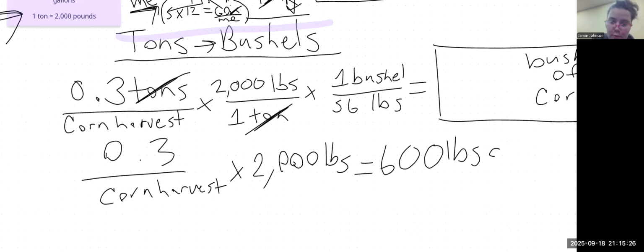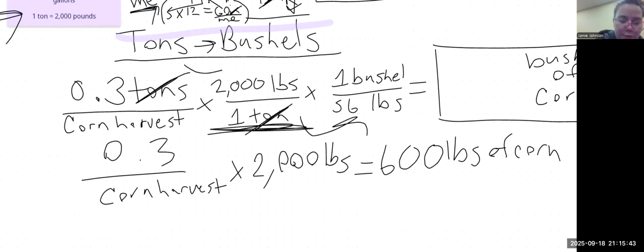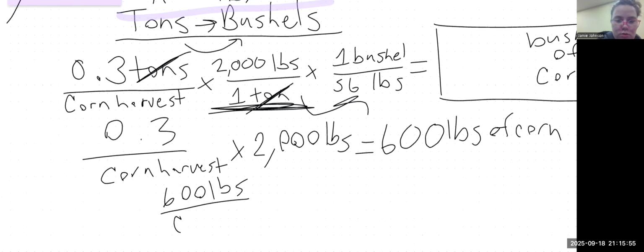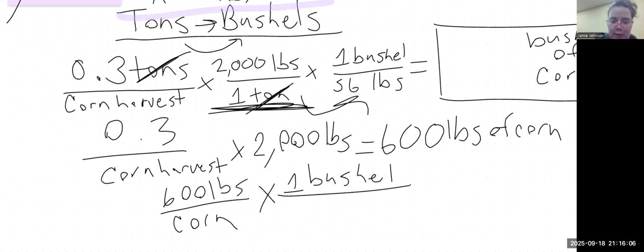of corn, right? And so we've done this step. We've done that step. And now we need to do that step because we're going from tons over to bushels. So we can rewrite it and go 600 pounds of corn times 1 bushel of corn is equal to 56 pounds, right?